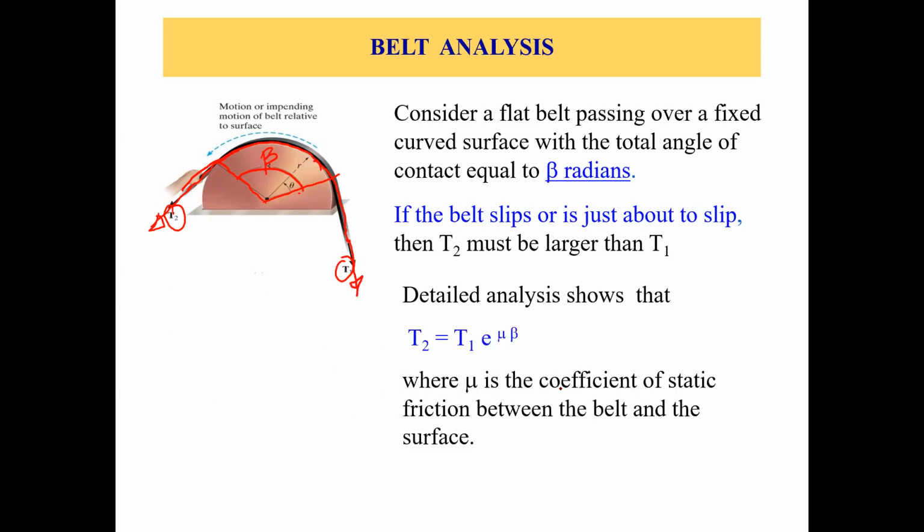Now, to do the analysis, this is the equation which we use to relate T2 and T1: T2 equals T1 times e to the power mu times beta. Mu is the coefficient of static friction between the belt and the surface, and beta is the total angle of contact between the two surfaces. So we use this equation to do the analysis of the belt system.